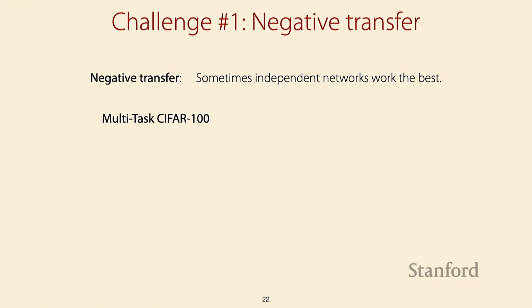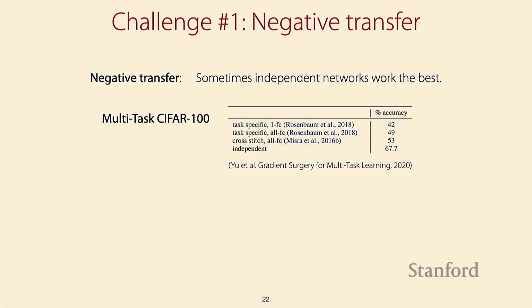As one example of this, you can formulate a multitask version of the CIFAR-100 dataset. And you can compare the performance of a multi-head architecture, of a cross-stitch architecture, which was an architecture proposed by some prior work, and also just independently training the models. And what we see here is actually the independently trained model is getting 67% accuracy, which is more than 10% higher than the multitask learning approaches.